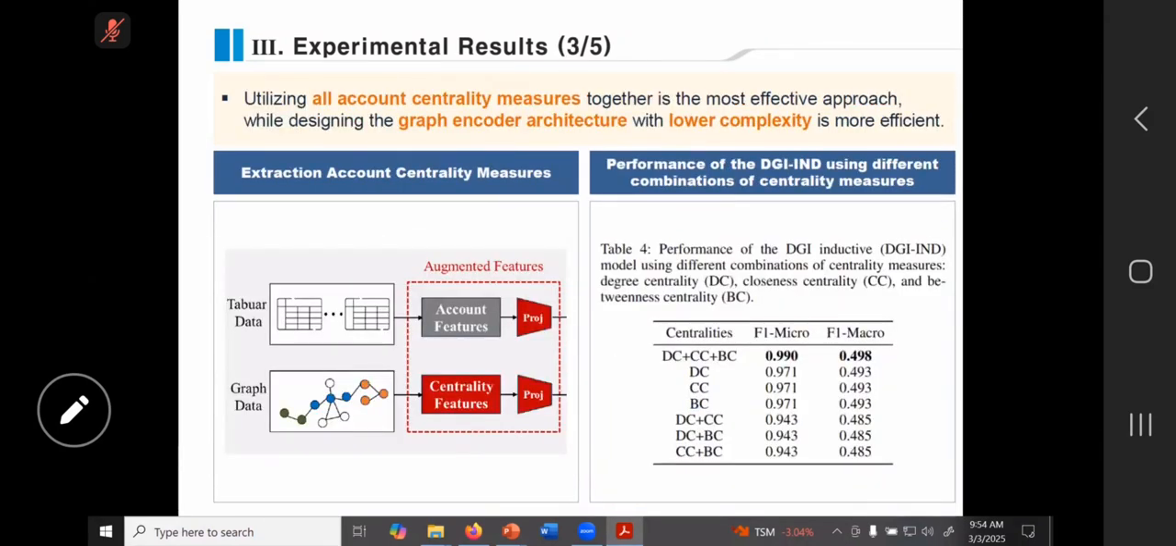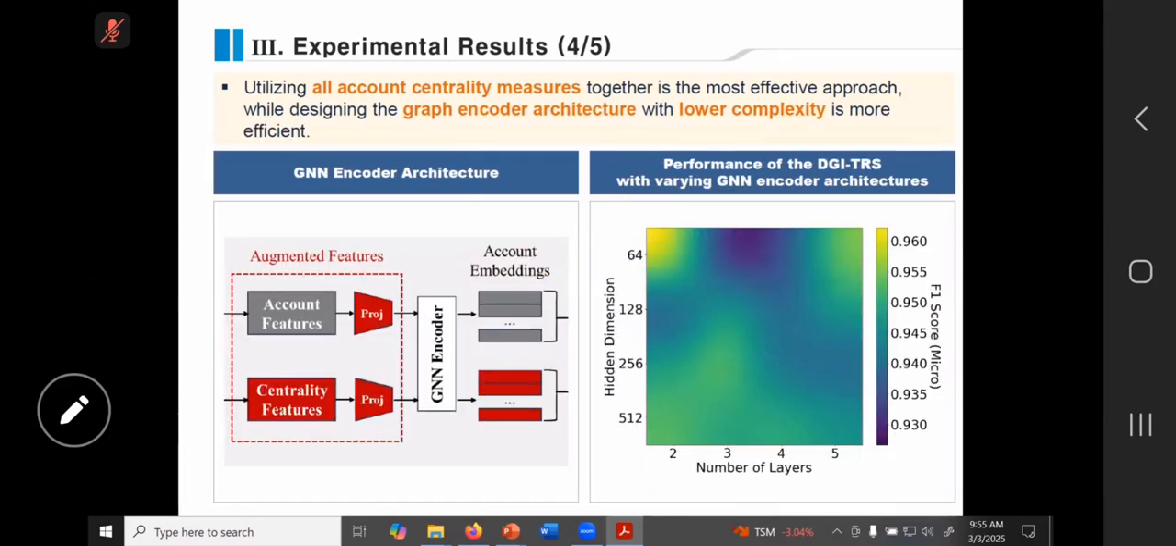Now you might think that when we adopt all account centrality measures, it might not be good for performance, because there might be a lot of transactions. So we need to think about whether performance remains when we have lower complexity. The right graph shows the performance of DGI inductive using different combinations of centrality measures. You can see that it doesn't lose a lot of performance.